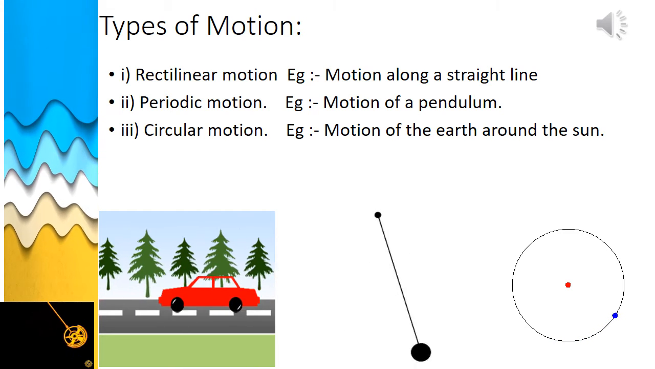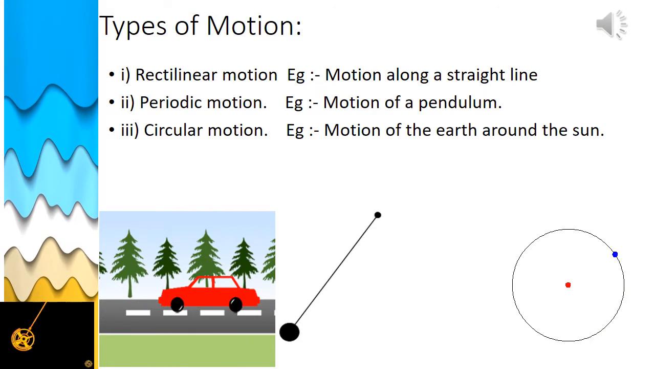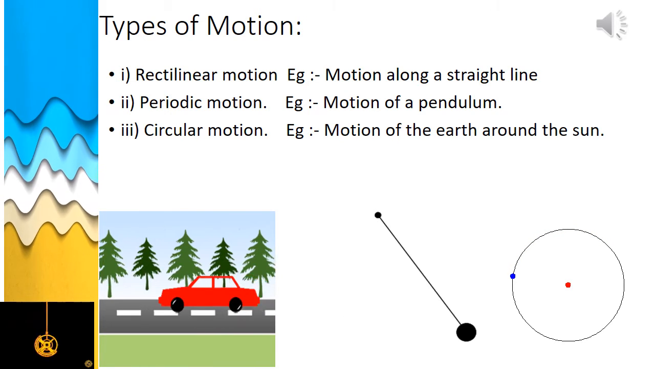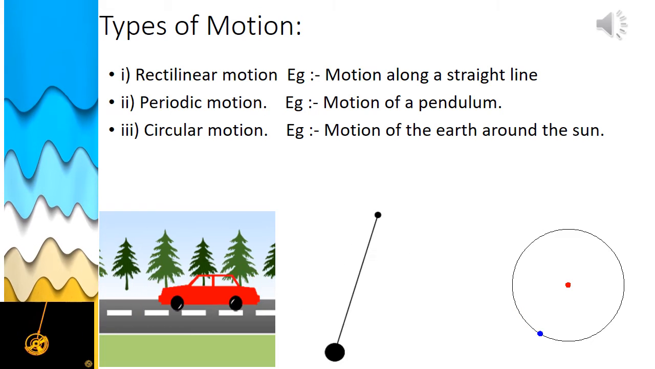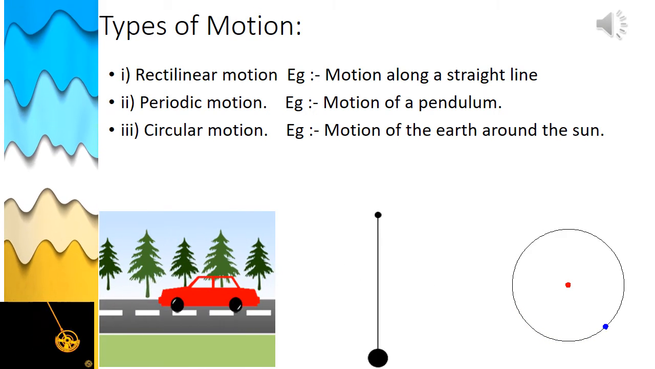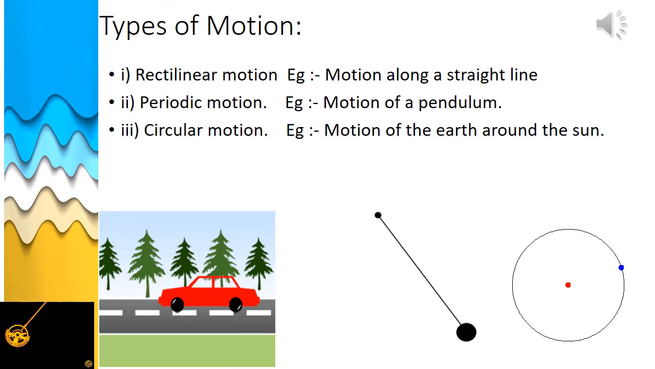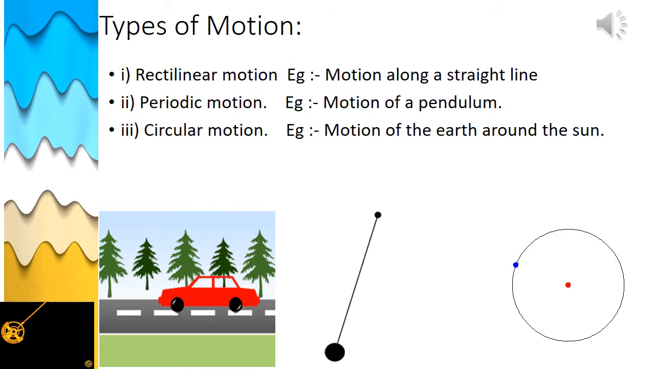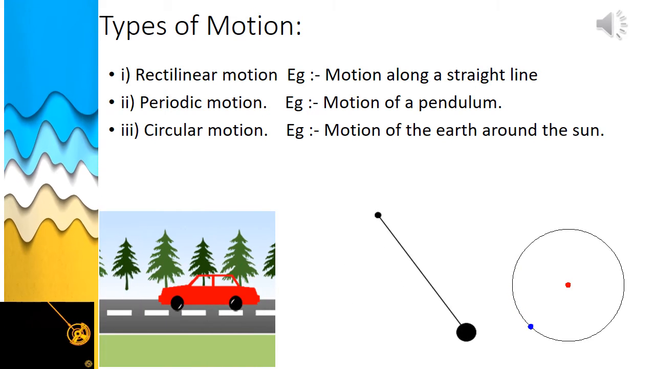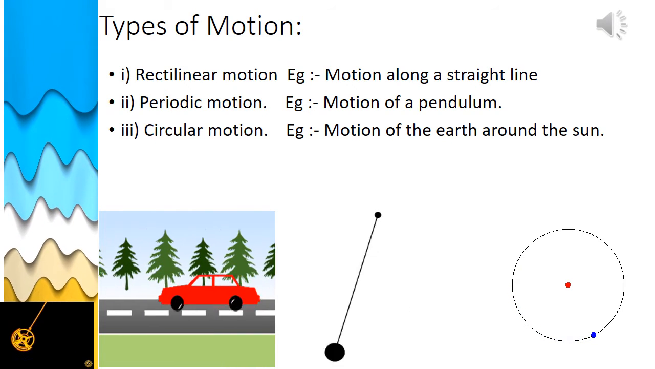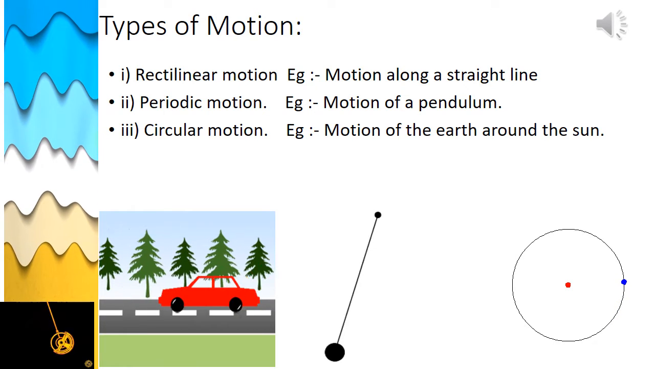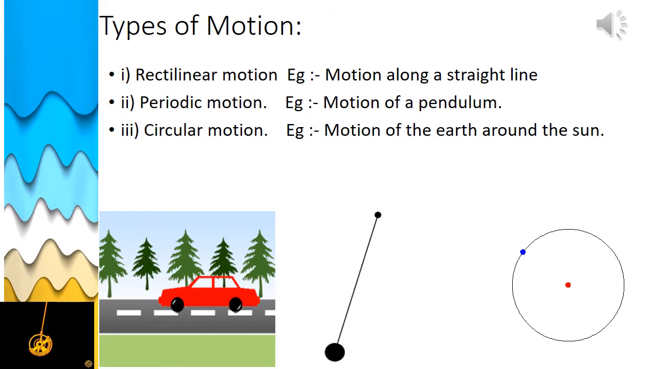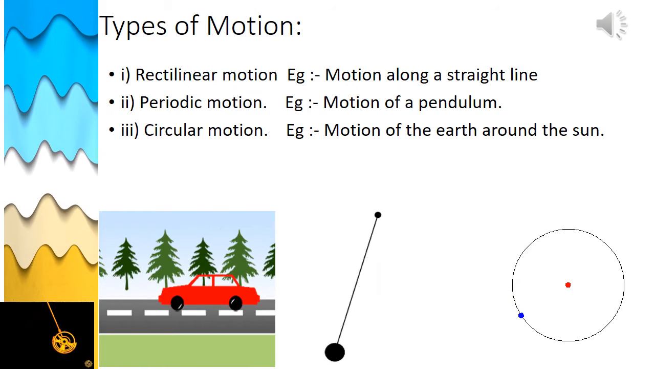In class 6th, you have learned different types of motions like rectilinear motion, circular motion, rotational motion, and periodic motion. Okay, so what is rectilinear motion? If you see the first figure, a car moving on a straight line, or an object which moves along a straight line is said to be in rectilinear motion. So here the car is in rectilinear motion.